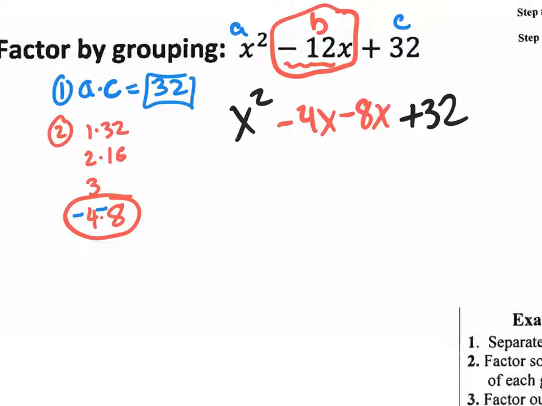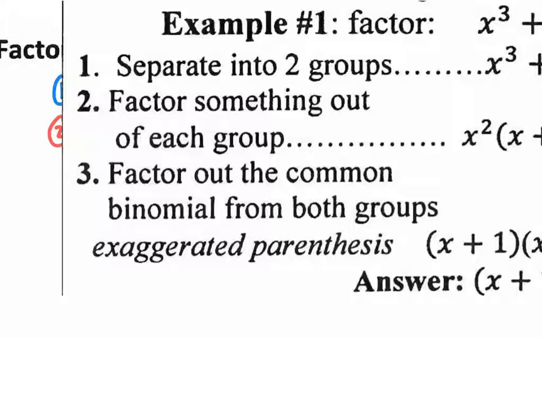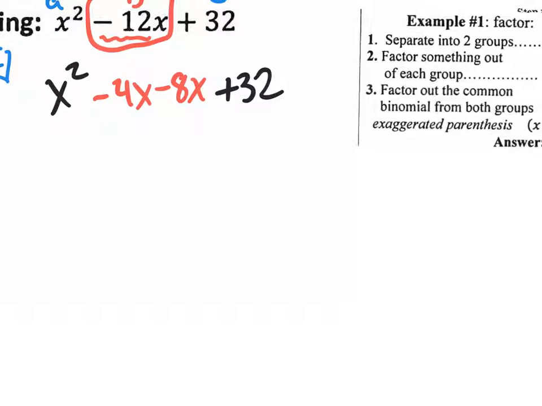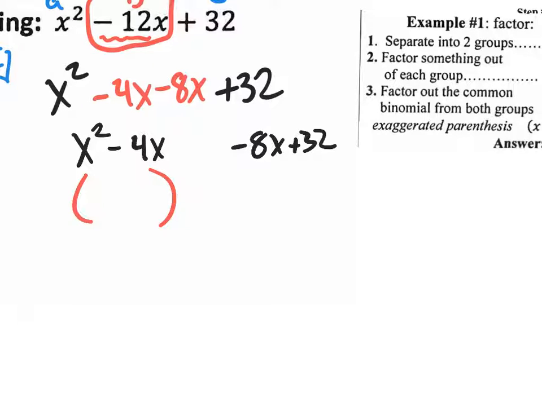And step 4, factoring by grouping, that's another 3 steps in itself. Separate it into 2 groups, factor something out of each group, and then factor out that common binomial from both groups with exaggerated parentheses. So let's go through that and factor this by grouping. Step 1 is to separate it into 2 groups, x squared minus 4x, minus 8x plus 32. Step 2, factor out something from each group. So in that first group, what could you pull out? X. In the second group, what could you pull out? Negative 4.